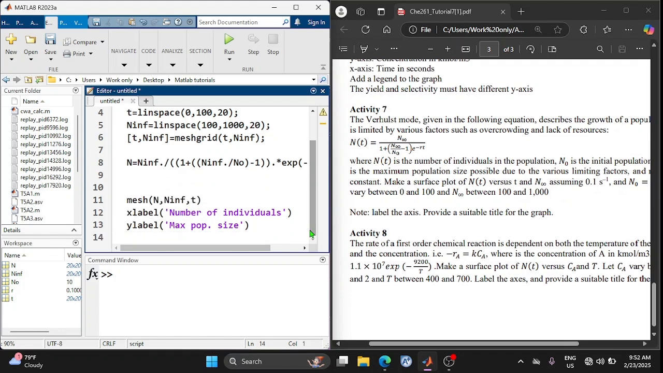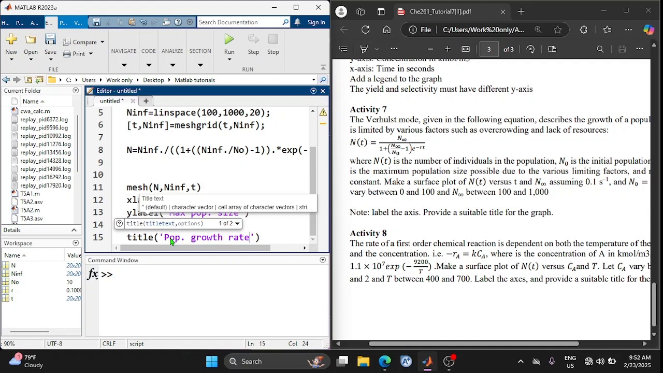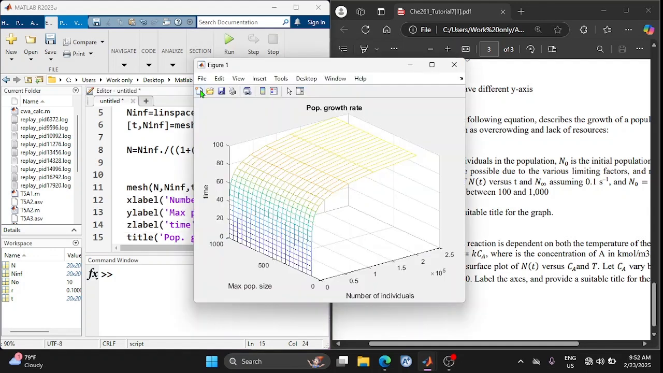And then we have our z label, and the z is going to be the last thing we have, that's t. So I can say time. Then for the title, I can say maybe population growth rate. So now if I run this, I'm going to have all my axes labeled. I'm going to have my title come in there.